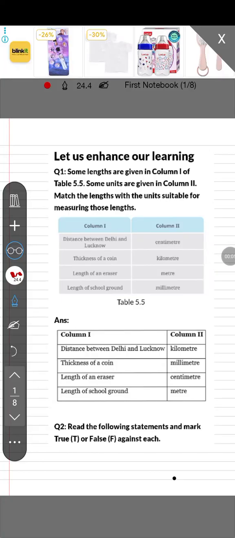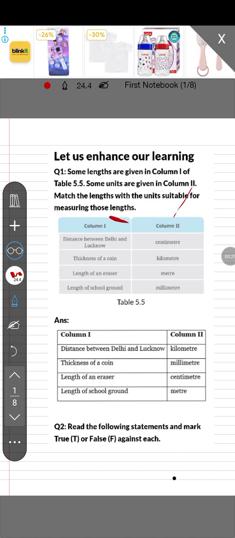The chapter which we are doing is Measurement of Length and Motion, chapter number 5 of your Science NCERT Curiosity, class 6. Question number 1 says that several distances are given. Some lengths are given in column 1 of table 5.5, and some units are given in column 2. Measure the length with the unit suitable for measuring those lengths.